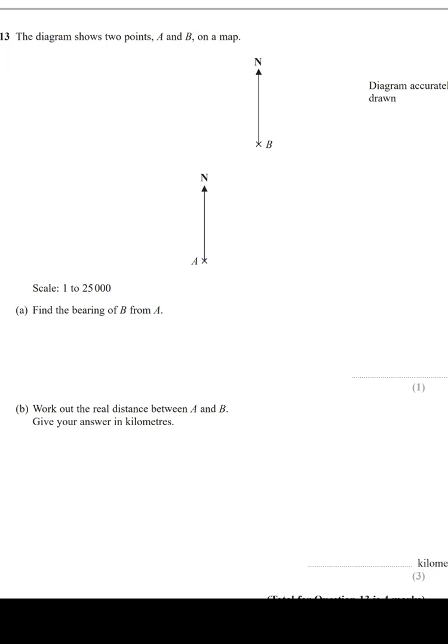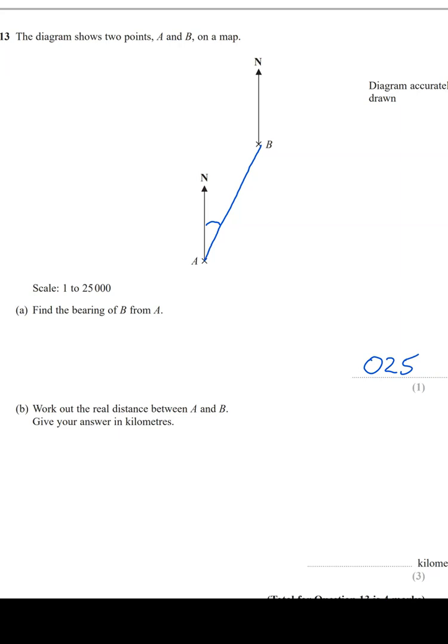So we need that angle there. So what you need to do, obviously, set your protractor with 0 going up on the north line, and I make it about 25 degrees. Now it does give you a little bit either way, so if you've got like 24 or 26, you'll be fine. So it's 025. Remember, it's got to be 3 digits.